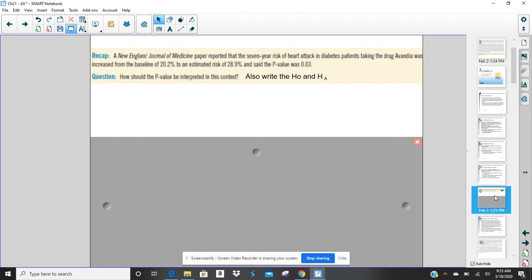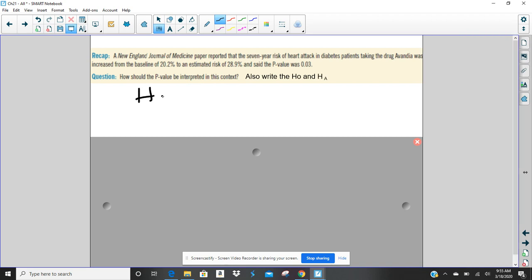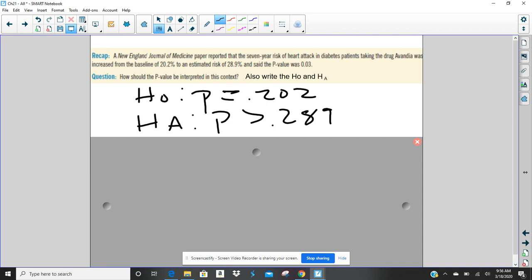Okay, so I'm going to use my finger drawing. Let's see how this works. So the H0 would be that the proportion, P, would be 0.202. And the alternative hypothesis in this case, they're looking to see whether it in fact has increased the diabetes heart attack risk. So it's going to be P is greater than 0.289. Again, we as math students know that 0.289 is greater than 0.202, but is it statistically significant to this problem?